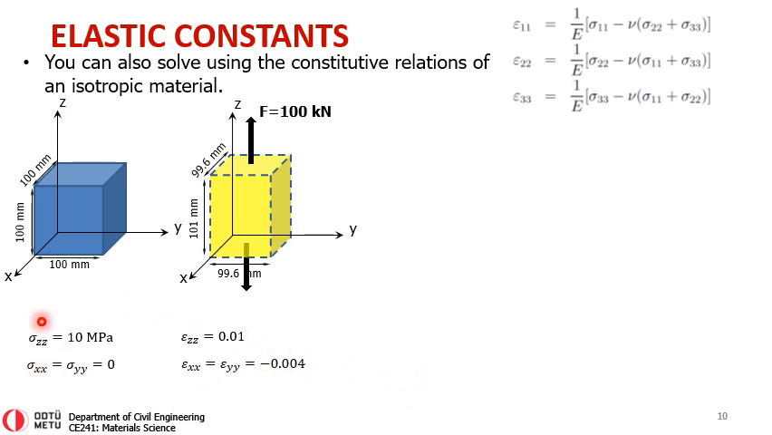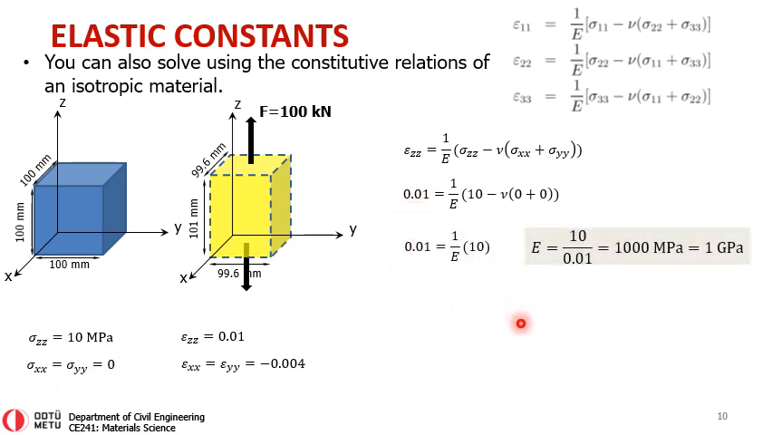Now, using these equations, or using these numbers, we will be solving for modulus of elasticity and Poisson's ratio. So the first term, we can write epsilon zz, the strain along the z direction, equals 1 over E, open the parentheses, sigma zz minus nu times sigma xx plus sigma yy. Then, plugging in these numbers, 0.01 goes in here, sigma zz 10 megapascal goes in here, minus nu times 0 plus 0, so sigma x and sigma y are both 0. So from here, you can solve for E, which is 1 gigapascal again.